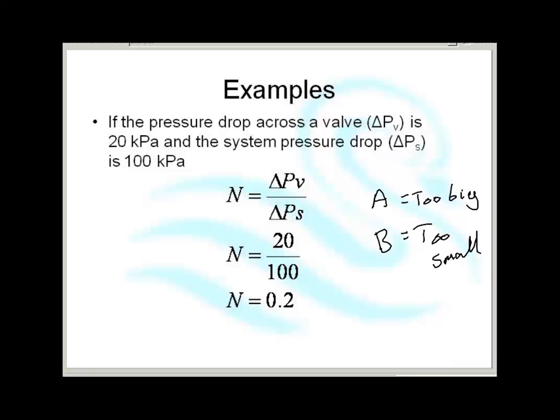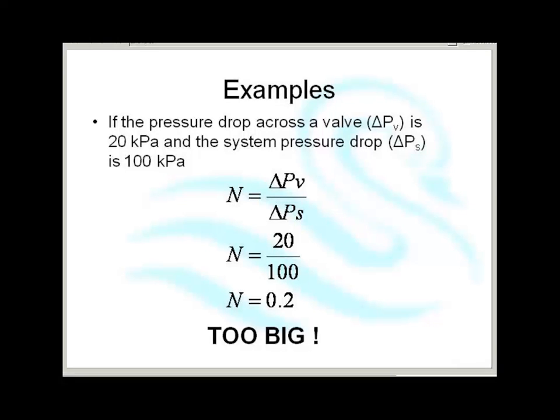So, I reckon there's only 20 kPa dropping across this valve. The entire system's got 100 dropping across it. There's only 20 dropping across the valve. If we looked at it, there's the pressure at the beginning of the system. There's the pressure at the end of the system. That's the entire pressure drop. We're only dropping 20 across the valve. The valve's too big.